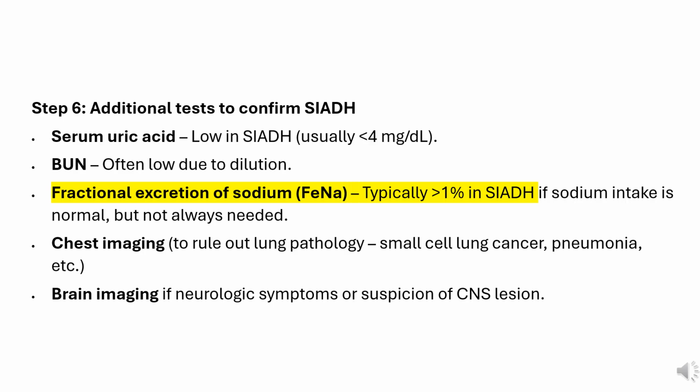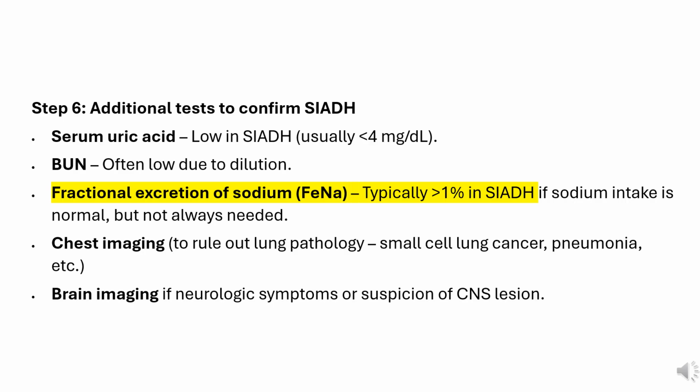Step 6. Additional tests to confirm SIAD. Serum uric acid, low in SIADH, usually less than 4 milligrams per deciliter. BUN, often low due to dilution. Fractional excretion of sodium, FeNa, typically greater than 1% in SIAD if sodium intake is normal, but not always needed.